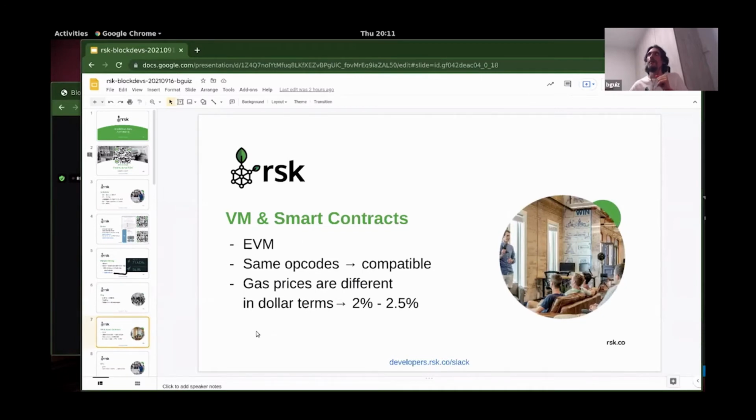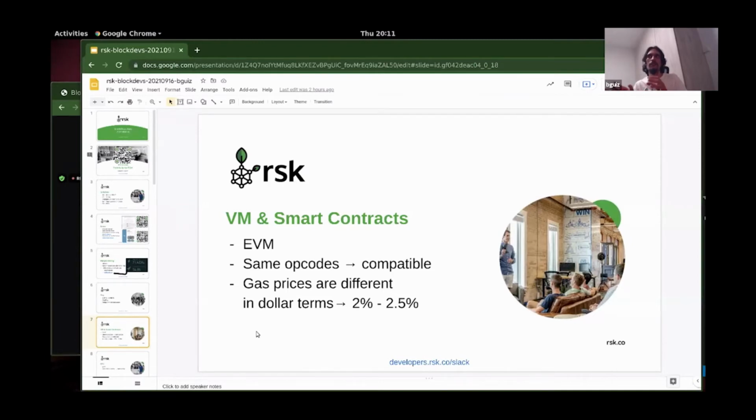Moving on from the Bitcoin side of things, we'll go to the Ethereum side of things. In order to be a smart contract platform, you need some sort of virtual machine that's capable of executing code and storing data, right? The Ethereum virtual machine in Ethereum is compatible with the RSK virtual machine in RSK, and they're compatible at the opcode level. This has a lot of implications, meaning that your smart contracts that work in RSK, effectively the same bytecode, will work on Ethereum and vice versa.